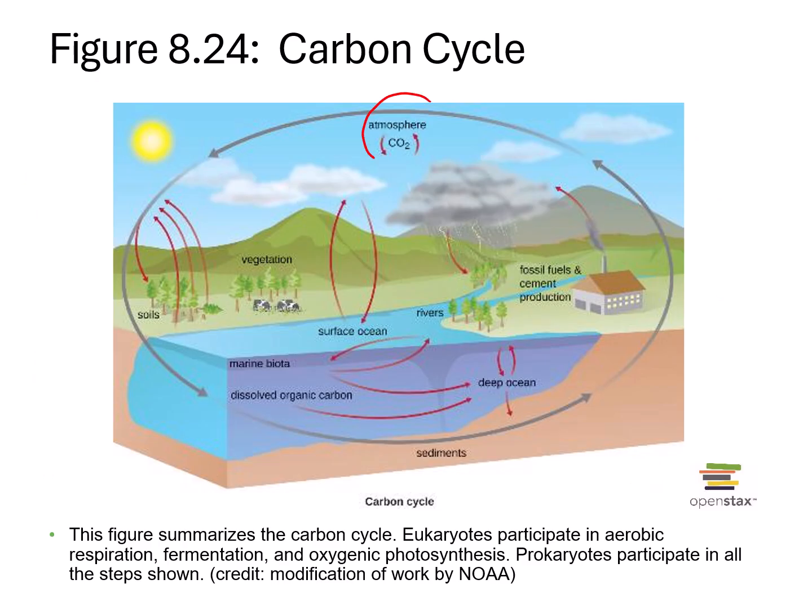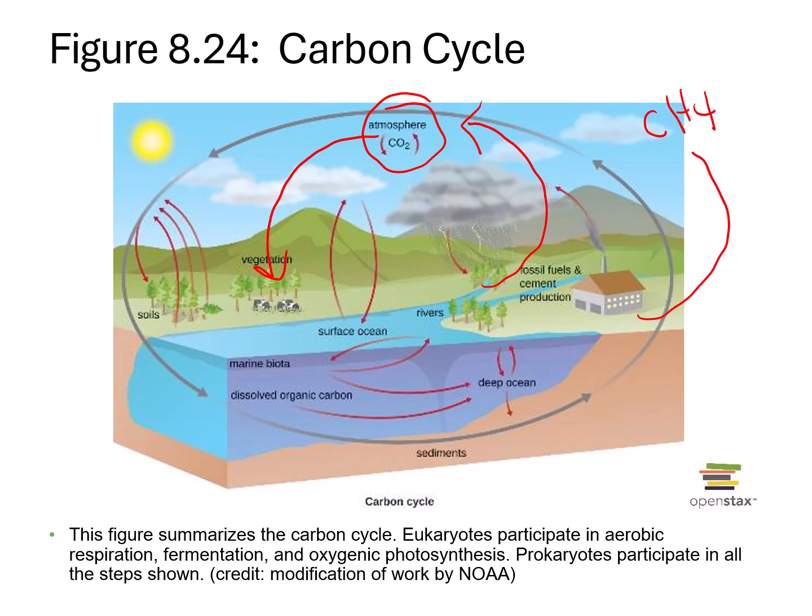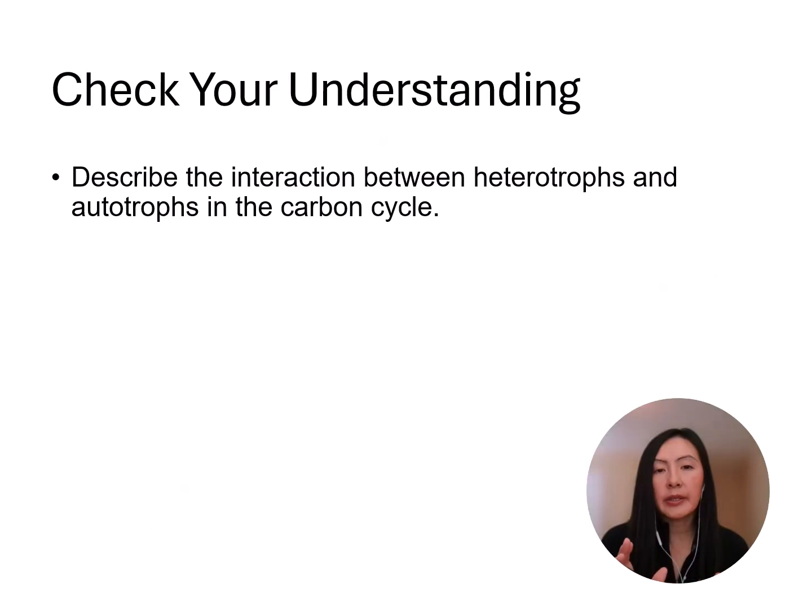We said autotrophs fix carbon dioxide, so they're going to turn it into an organic compound that heterotrophs can use. Heterotrophs will then break down these organic compounds and release CO2. We also talked about methane gas. So methanogens produce methane in anaerobic environments, most of the time, and methanotrophs will consume methane and reduce greenhouse gas levels.